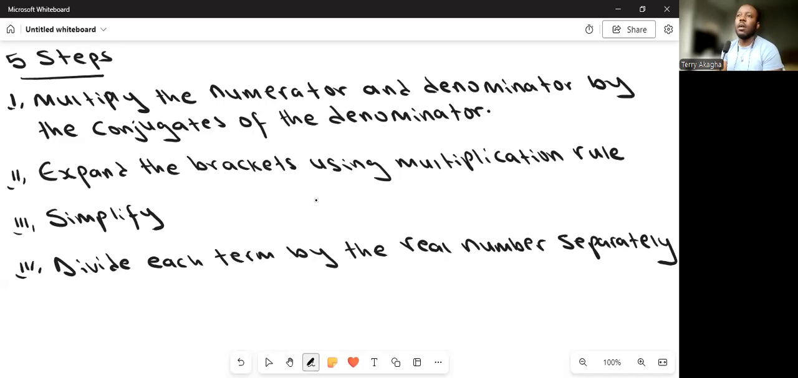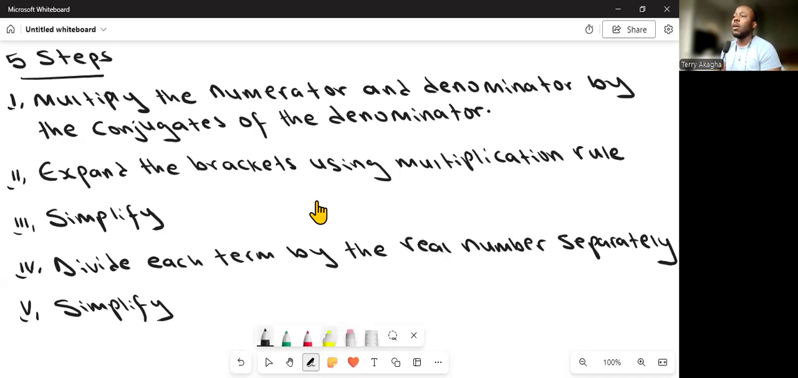And this is number 4, right? Then number 5, you then what? Simplify again. So the final simplification, that is this. Okay, so the first thing, you multiply the numerator and denominator by the conjugate. So I've talked about conjugate earlier, so I believe we should be all familiar with that. Then we now expand the brackets, we simplify, and we now divide each term separately.